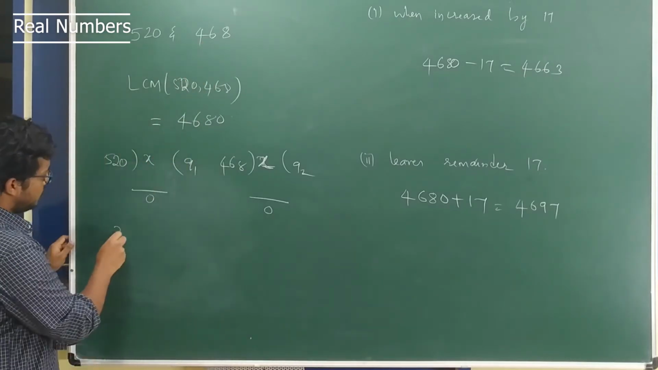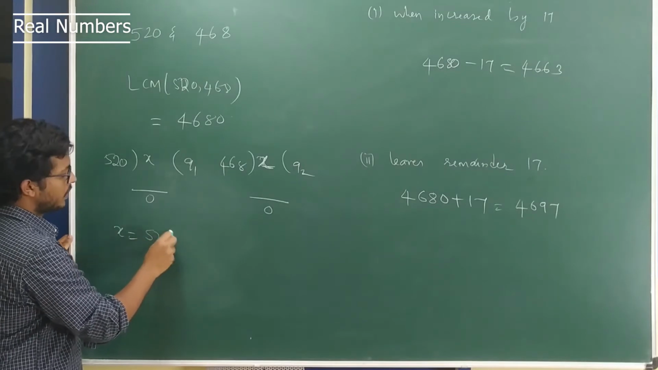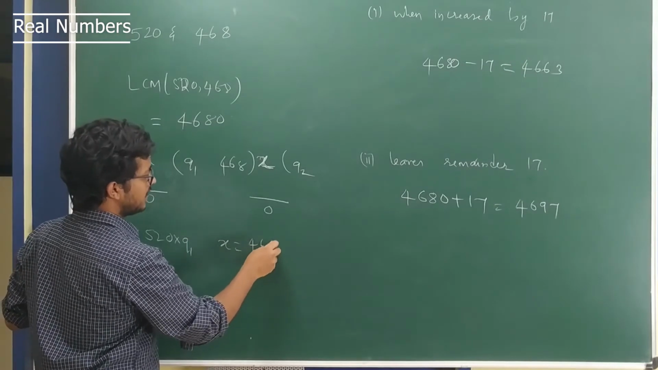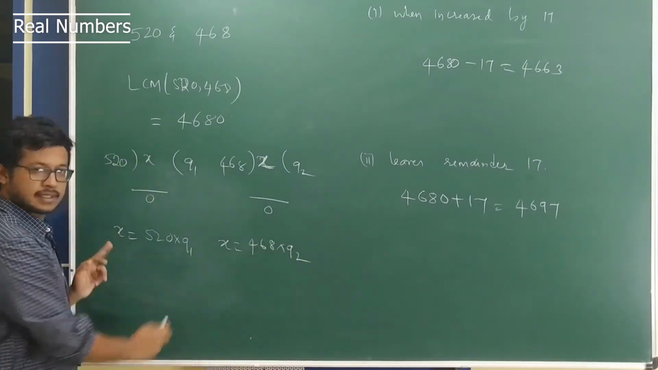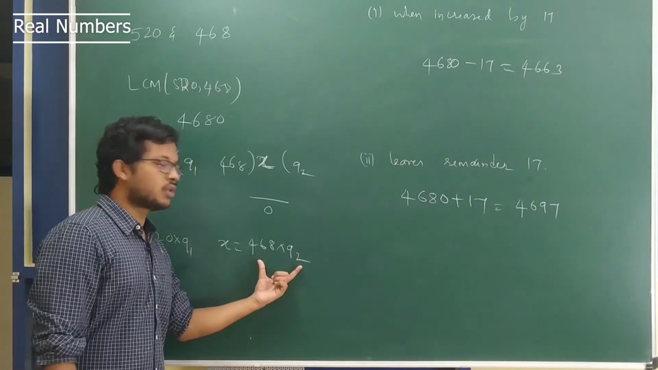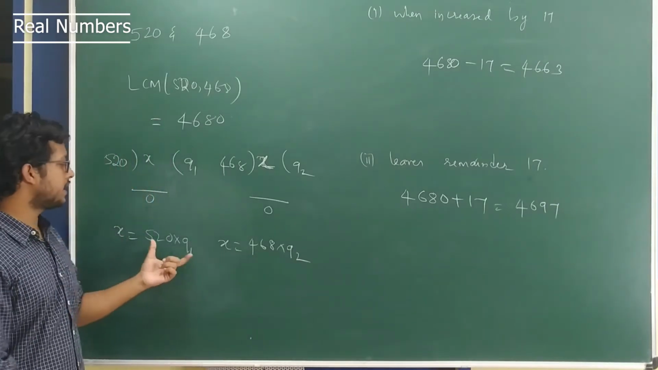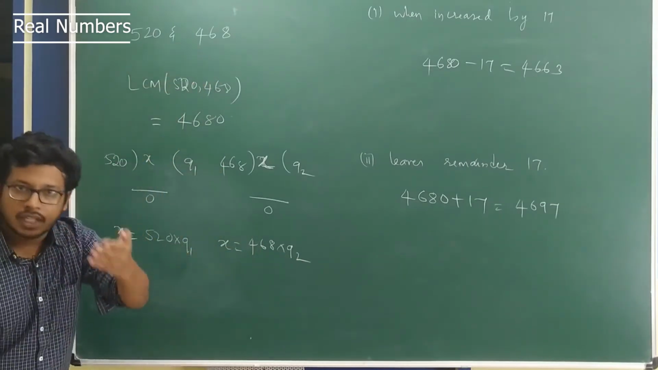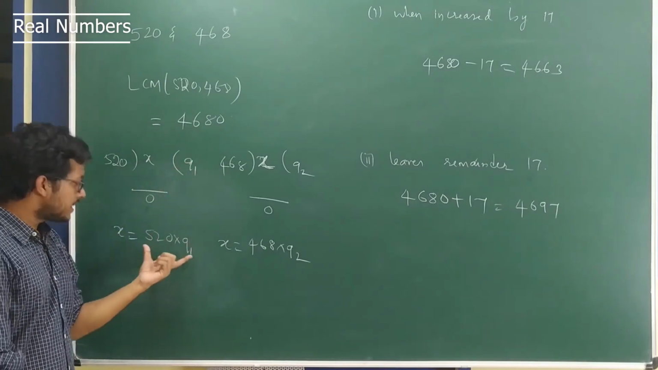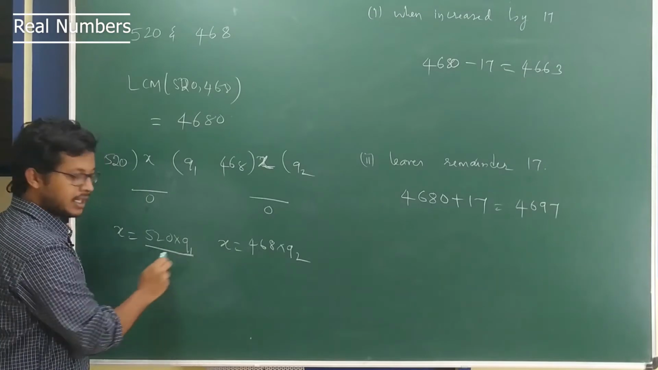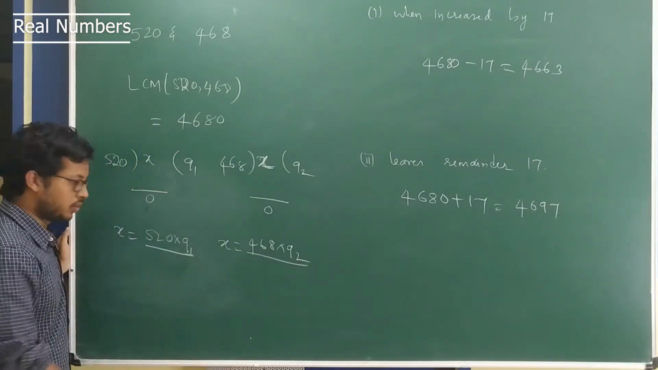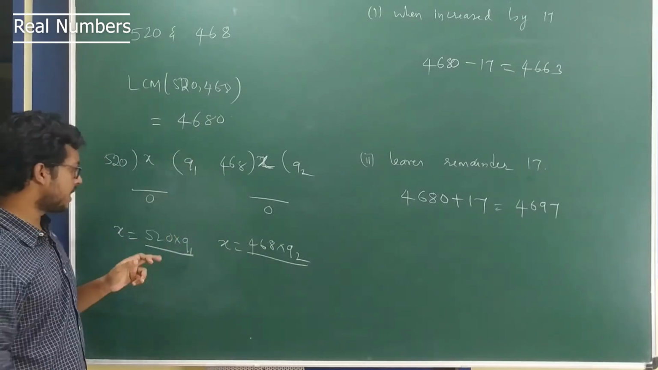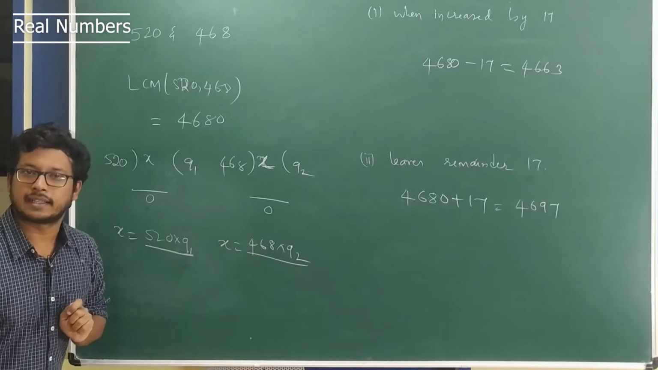So how can I write x here? x can be written as 520 into q1 plus 0, so that is 520 into q1. Here also x can be written as 468 into q2. It is the same number x and it is equal to 520 into q1 and 468 into q2. So when is this possible? It is possible when this number is exactly divisible by both of these two. That is possible only when you take LCM. So 520 into q1 and 468 into q2 will be equal only when this number is 4680, which is nothing but the LCM of 520 and 468.